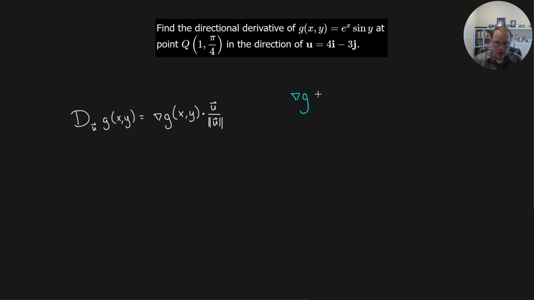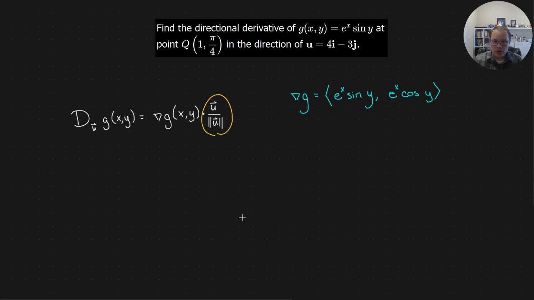So let's start with the gradient of g. I'm going to first take the partial derivative with respect to x. If I take the partial derivative of the function with respect to x, I take the derivative of e to the x, which is just e to the x, and then sine of y I treat as a constant, so it just comes along for the ride. And then the second component would be the partial derivative with respect to variable y. If I take the derivative with respect to variable y, e to the x is just a constant with respect to variable y, so I'm going to just let it come along for the ride. And then the derivative of sine of y is cosine y. Okay, so that's my gradient.